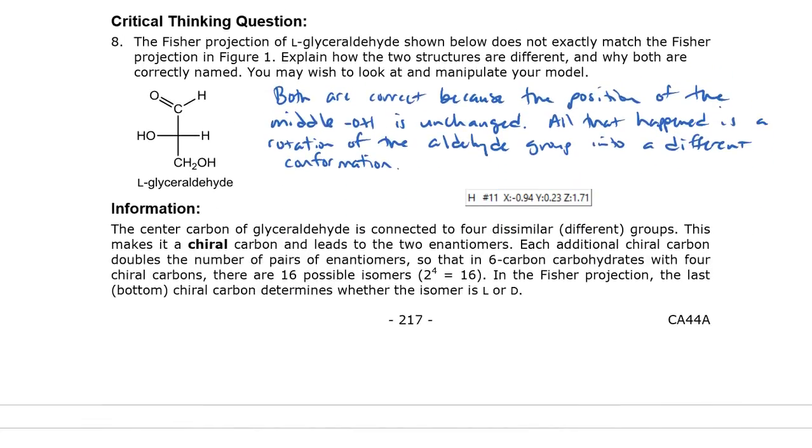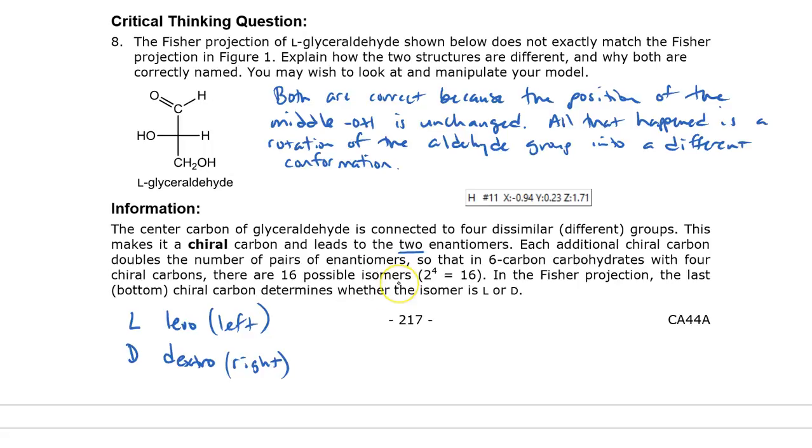Here's some information. Because you have one chiral carbon, one chiral center, you can use those terms interchangeably. There are two enantiomers, right-handed and left-handed, L and D. Interestingly, L comes from the Greek for levo, which means left, and D comes from the Greek for dextro, which means right. And that's what L and D mean in this context.